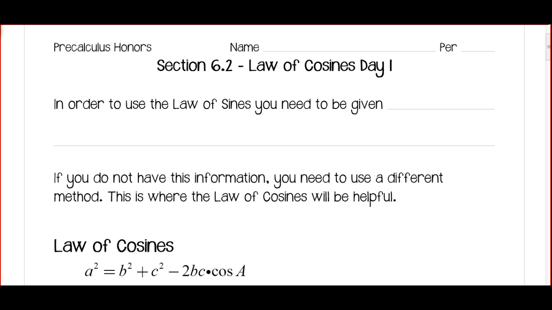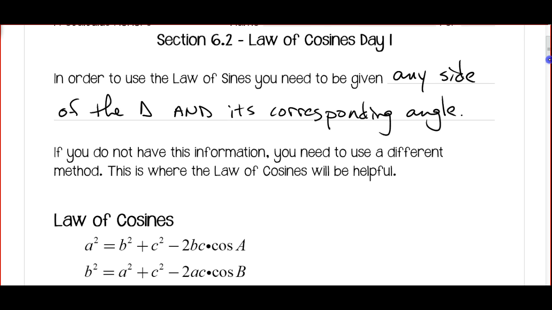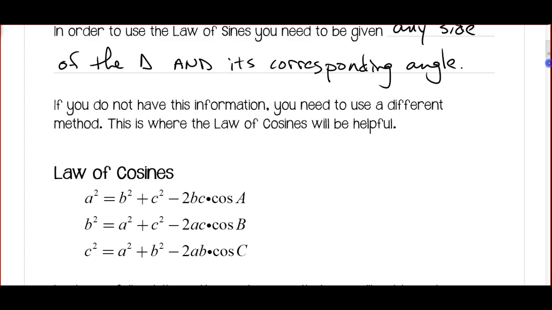So we've been talking about law of sines, and in order to use the law of sines you need to be given specific information. We need to be given any side of the triangle and its corresponding angle. Without the side and the angle that goes with it, you can't use law of sines. So for the next two cases that we're going to talk about, we're not going to have a side and an angle that goes with it, so we need to use a different method.